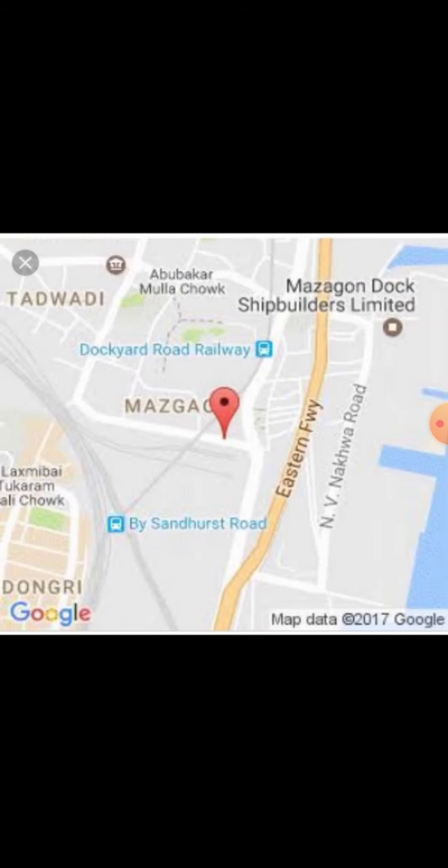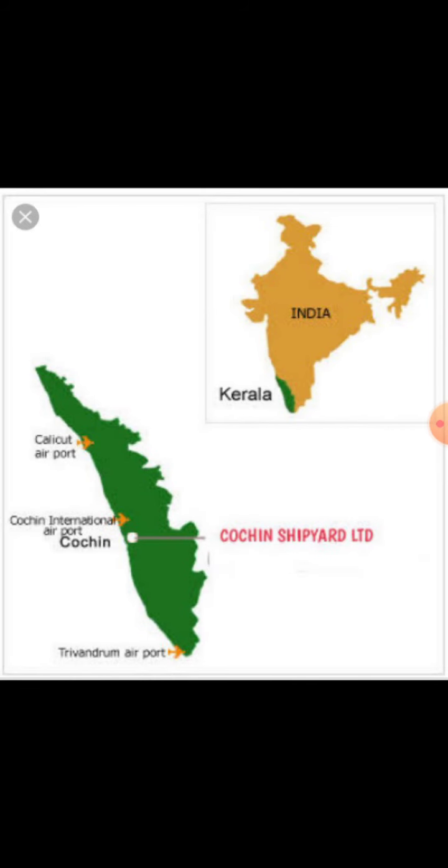Did you see, students? Very good. Then the third one is Mazagon Dock in Mumbai. Did you see Mumbai, students, now? Then the last one is Kochi Shipyard in Kochi. See the map, students. Where is Kochi? Did you identify? Very good.